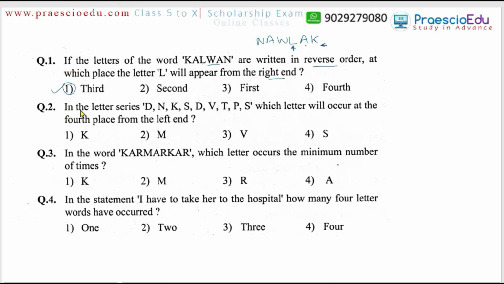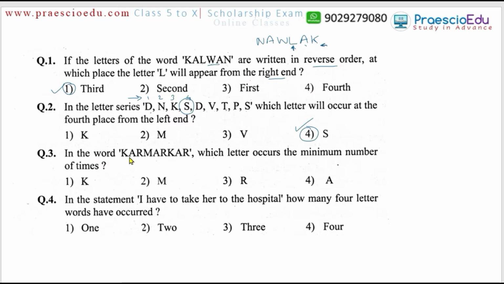Now question number 2. In the letter series D, N, K, S, D, V, T, P, S, which letter will occur at the fourth place from the left end? Left means from this end. Fourth place means this is the first, then second, then third, and the fourth is the letter S. So letter S is mentioned in option number 4.